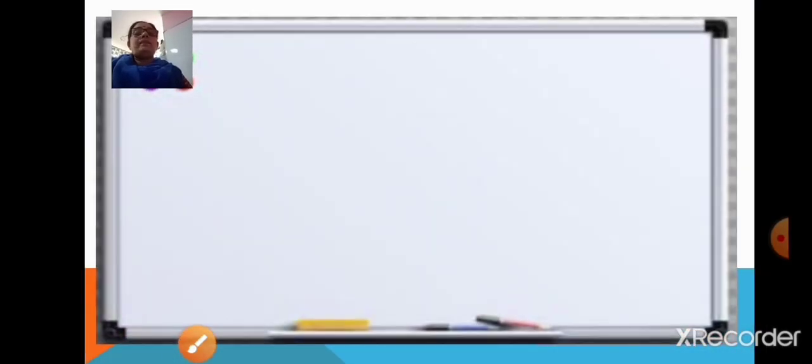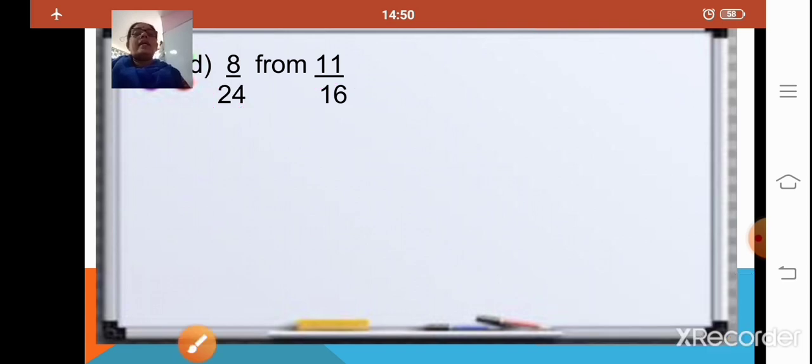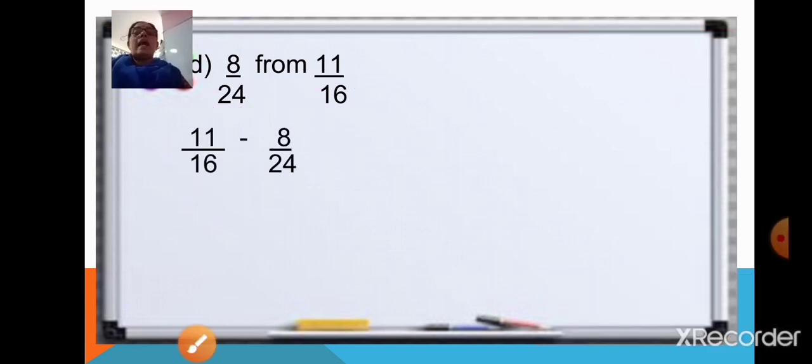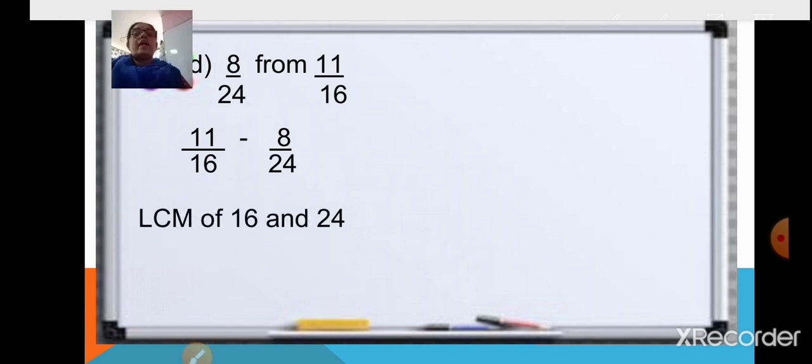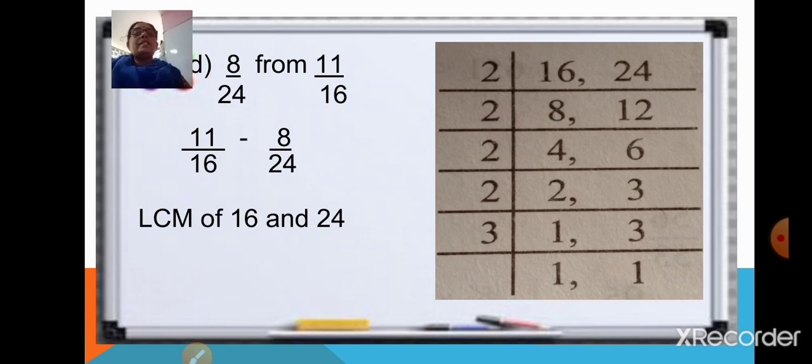Coming to the next sum. 8 upon 24 from 11 upon 16. Now here the denominator is different. So what you have to do? Same thing. You will find the LCM of 16 and 24. Okay. So first thing is you will find the LCM of 16 and 24.